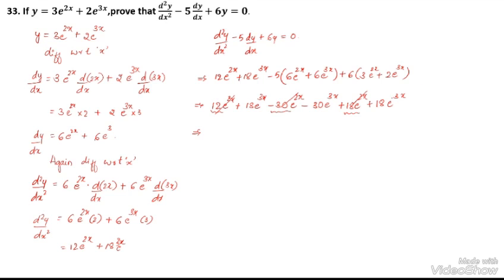6 2 12. Okay. Here 18 plus 12 becomes 30, plus 30 minus 30. This also gets cancelled. You will get the result 0. This is the proof of the given problem. Let's move on.